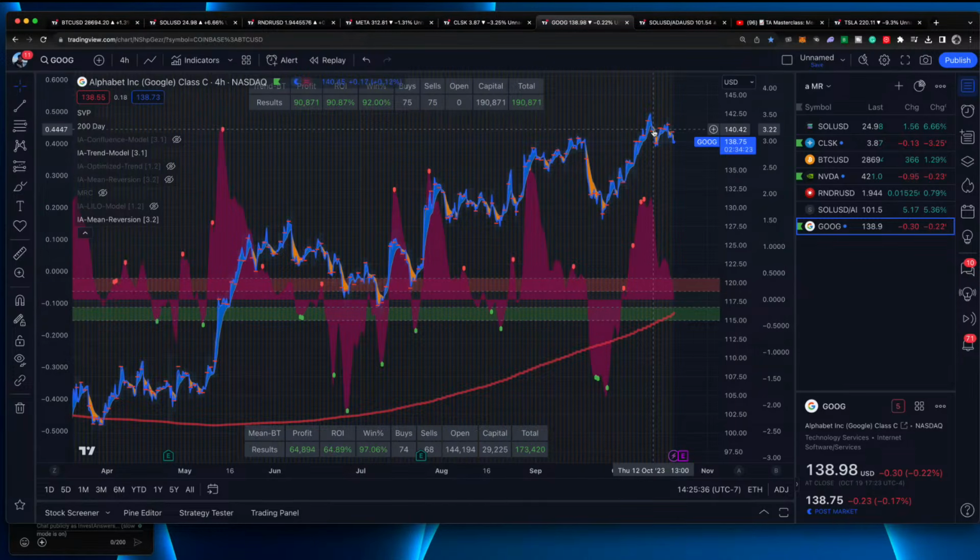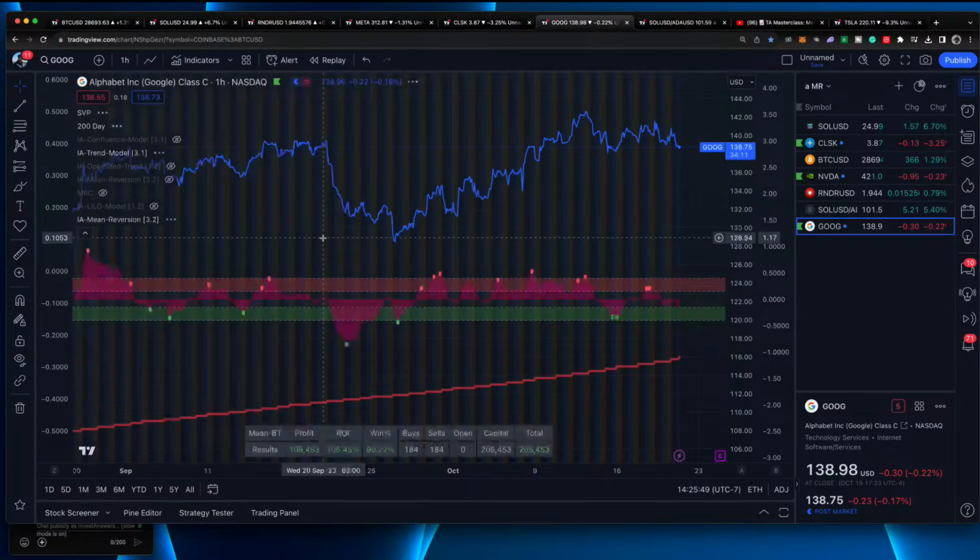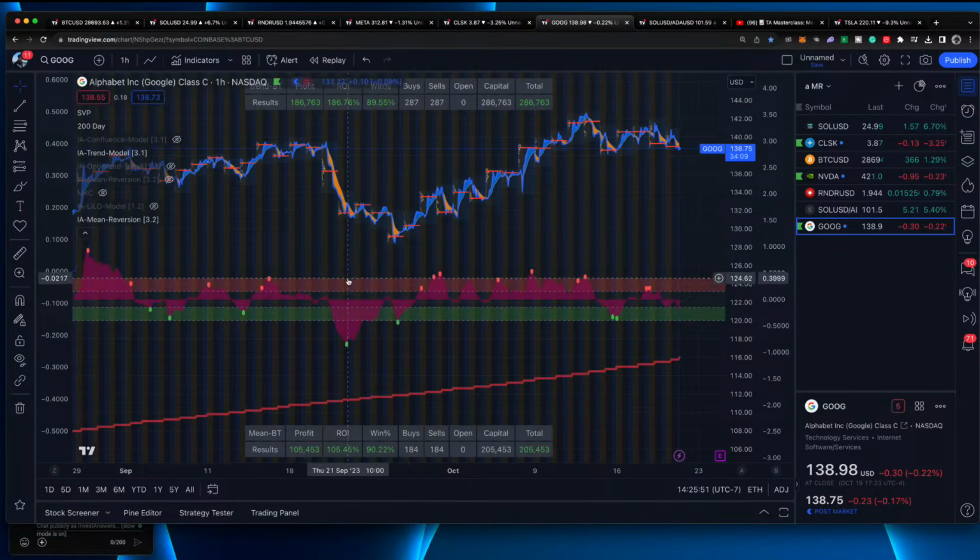It's that simple. The win rate here on the mean backtest in the 4-hour for Google is 97.06%. And the trend is 92%. This is a killer combo. Let's switch it up just for giggles. Let's go to the 1 hour for Google, see how it performs. 90.2% and 89.55%, not bad. Let's go to the 15-minute.